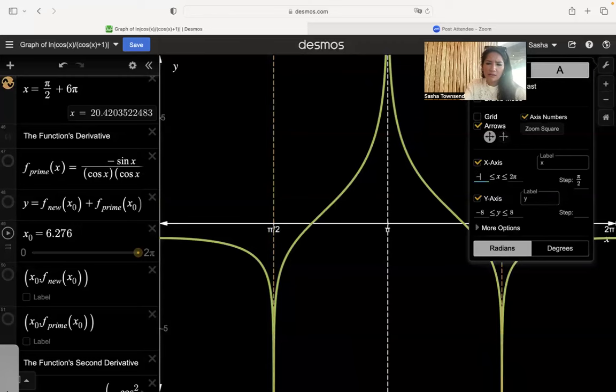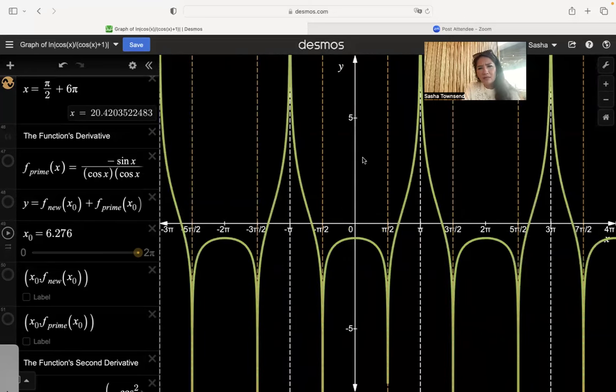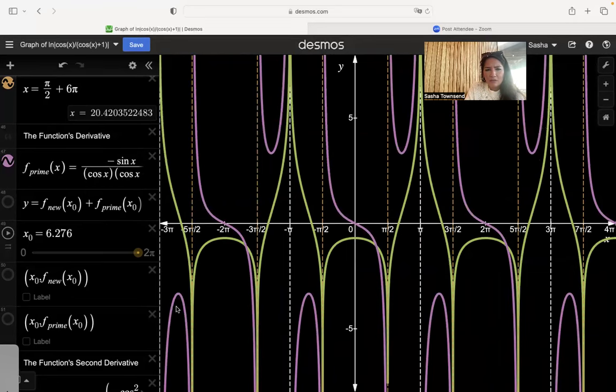And maybe let's go from negative 3 pi to 4 pi. That's what we see for our graph. And then the derivative is consistent with what we expect. We can see that the function's decreasing, so the derivatives are negative. The function is increasing, then it reaches a maximum, and then it's decreasing. The derivative is positive, then it's 0, and then it's negative. So the function's increasing when the derivative is positive, it's 0 at that maximum, and then it's decreasing. The function is decreasing when the derivative is negative.